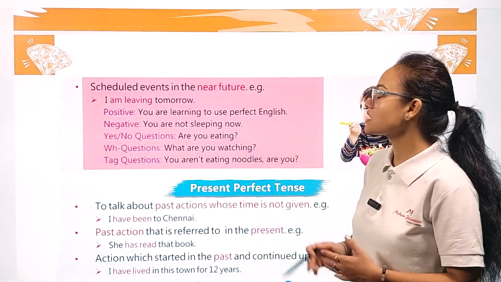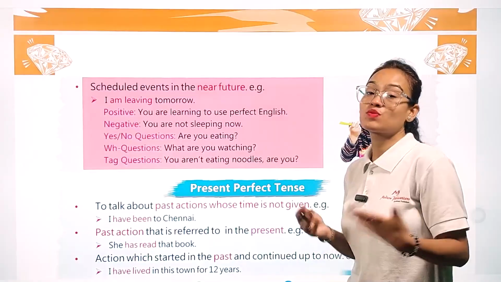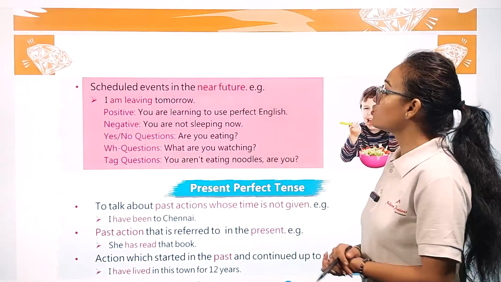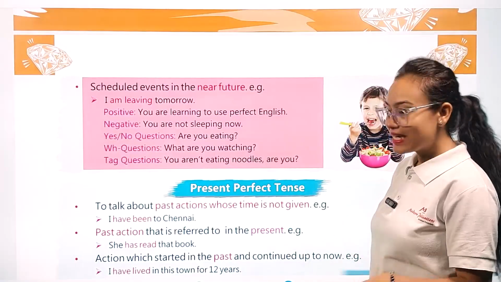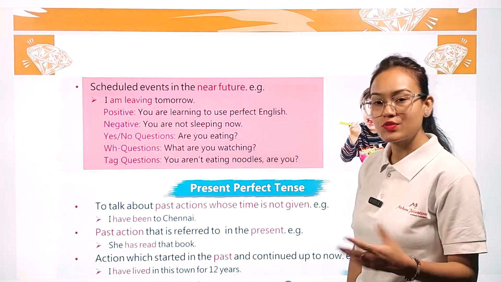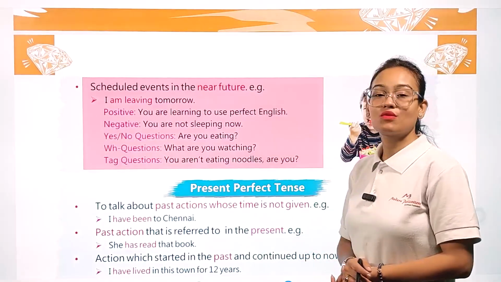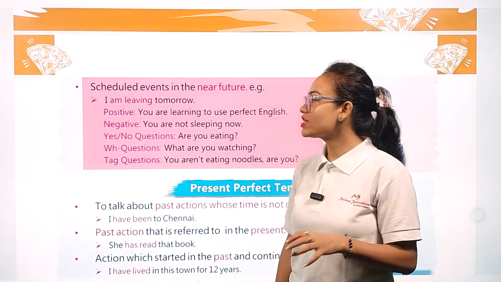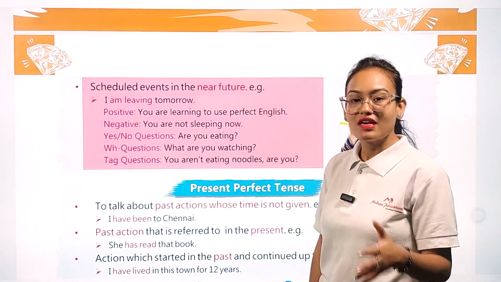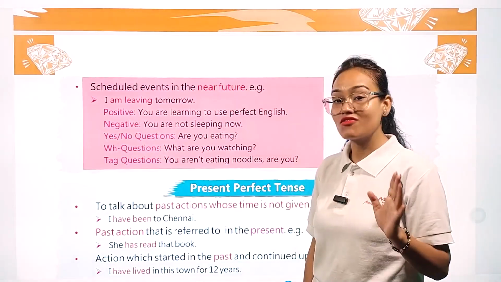In positive sense, what are we going to express? Some other sentences, like you are learning to use perfect English. In negative, how are we going to express our sentences? You are not sleeping now. And in interrogative sense, whenever you are asking a question, you are going to give the answer either in the form of yes or in the form of no.